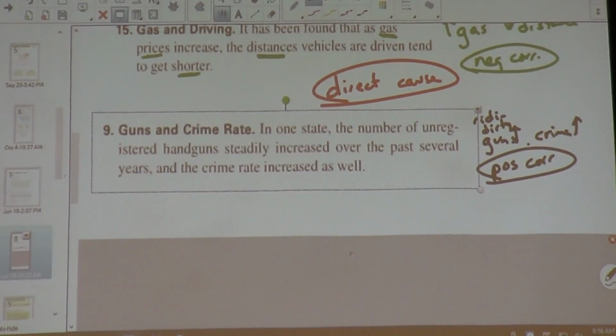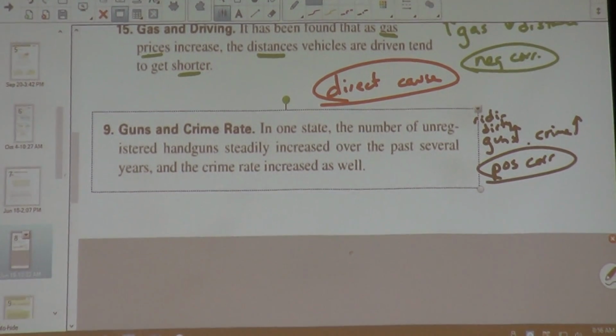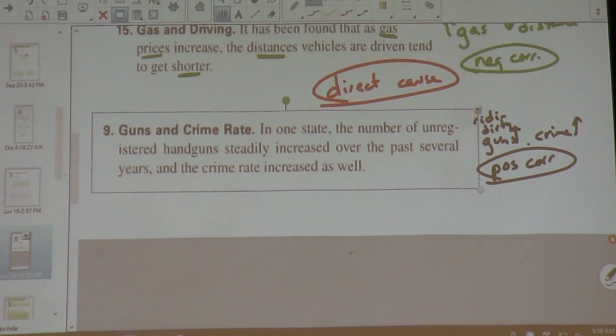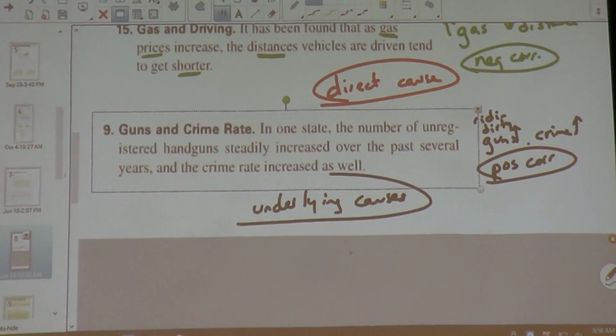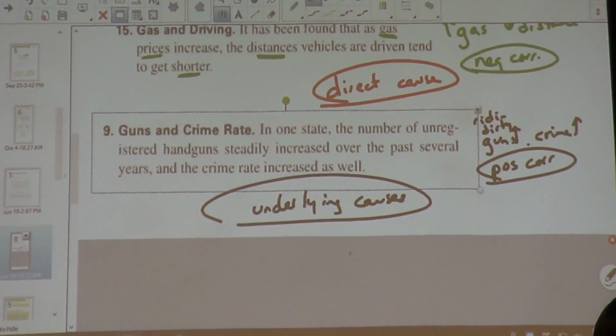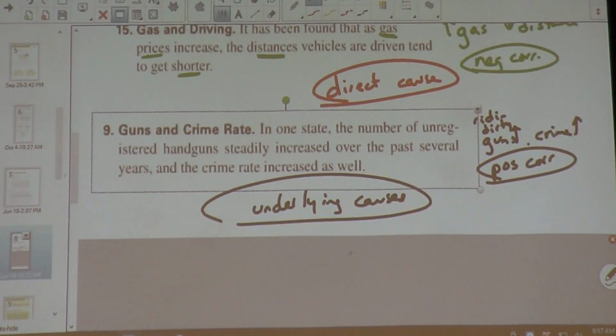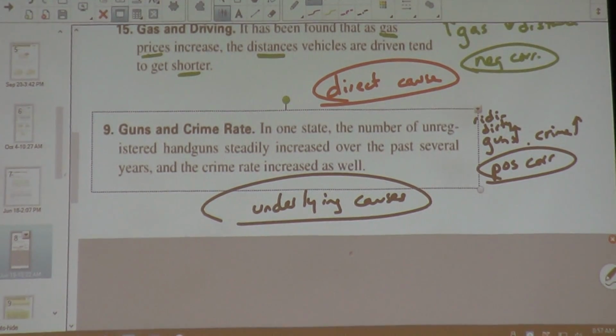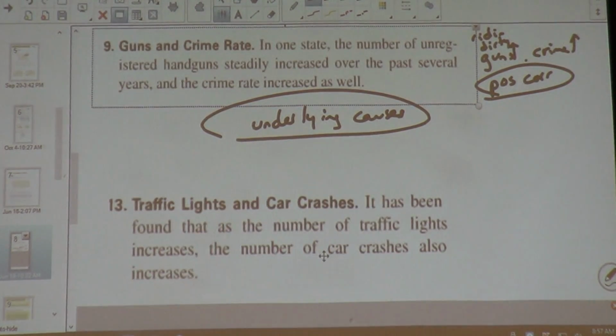Now, was that a coincidence that riding dirty guns went up and crime went up? Just so happened. Was it a direct cause, that just because you buy a dirty gun, you're going to go out and commit murder? So is there some underlying cause? I would say there is an underlying cause, because just because you go and buy a dirty gun does not mean you're going to kill somebody. But most people who buy guns illegally are probably buying them illegally for a reason. Okay? They should make them illegal.